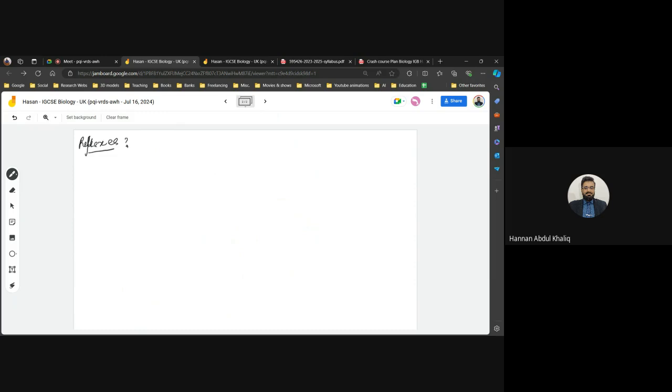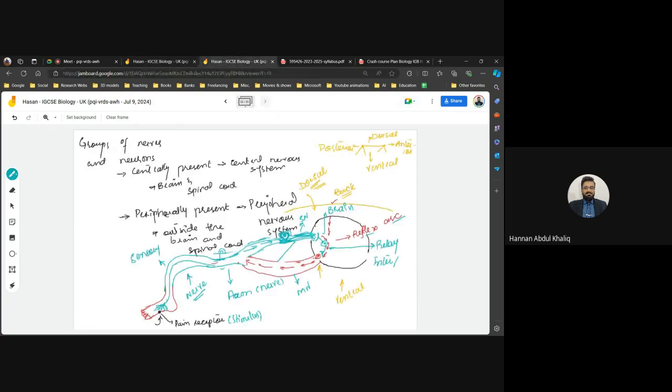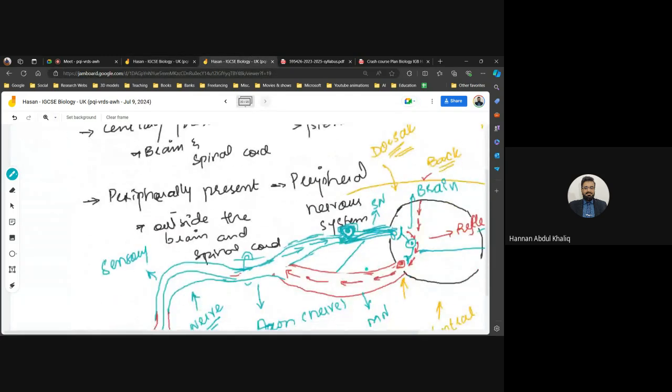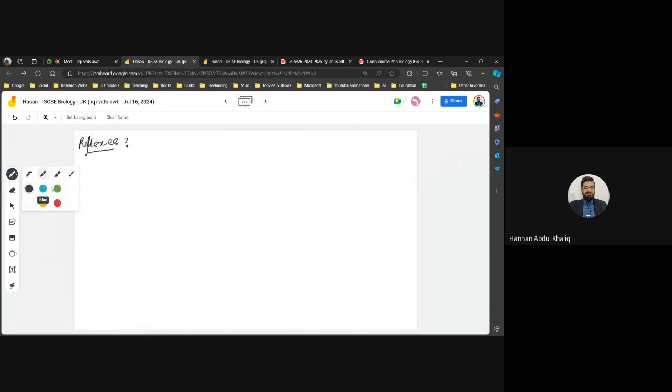So, one thing you may notice in this picture, if you zoom it, you will see that I have drawn the nerve continuously from here till here. But over here, you are finding a distance. Why is that? Reflex is finished.